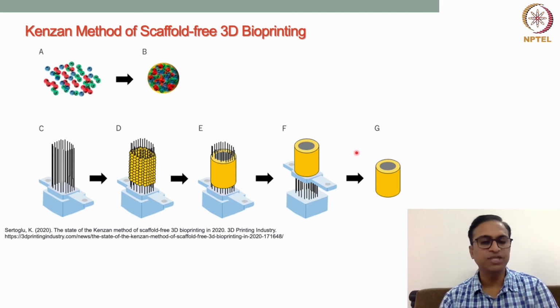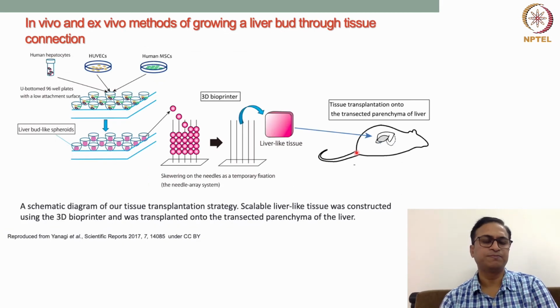Now this method has also been employed for fabrication of liver tissue constructs, basically liver buds, for further transplantation or implantation. In this particular paper, what they have done is use three different types of cells: human hepatocytes, HUVEC, human umbilical vein derived endothelial cells, and human MSCs, mesenchymal stem cells. These three cells they have combined together and put in U-bottom 96 well plates with a low attachment surface.